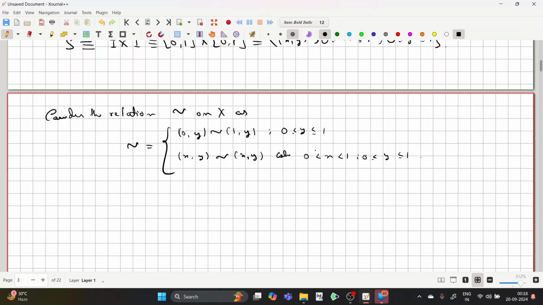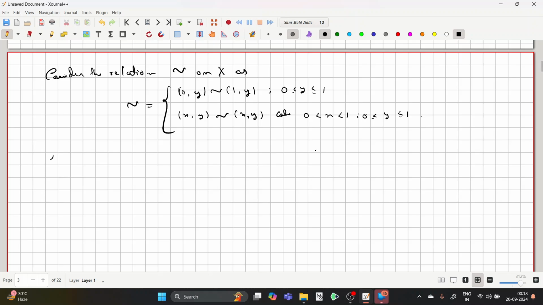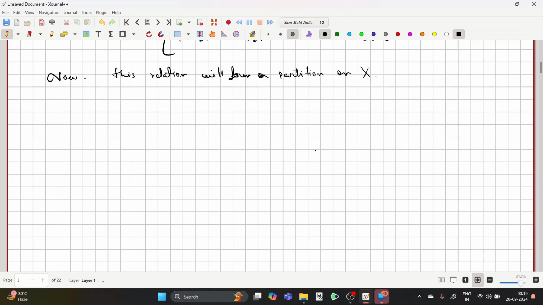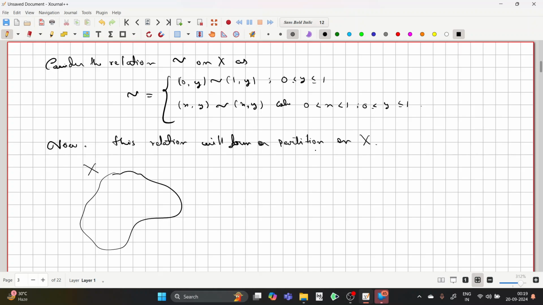So now this relation will form a partition on X, right? I am identifying this square as X. Let me write this X as some arbitrary topological space. It will be more clear if I draw it like this rather than drawing it to be a square. And there will be exactly two such kinds of partitions, right?